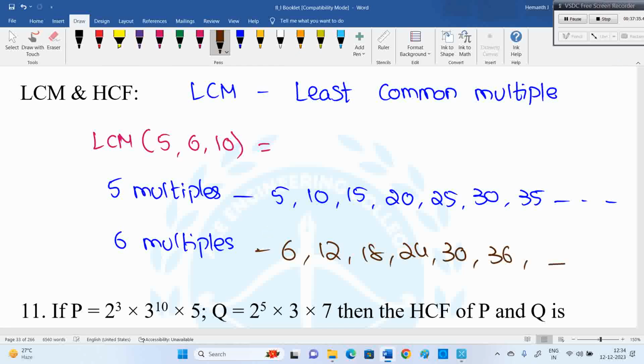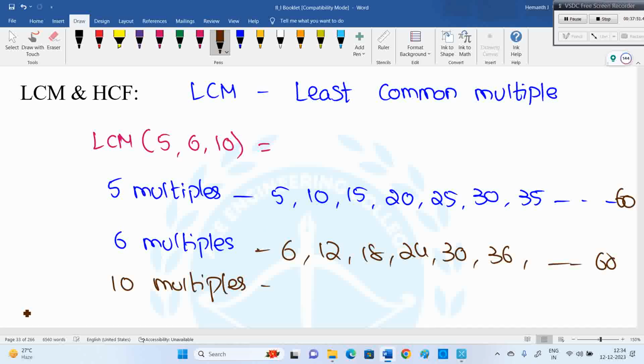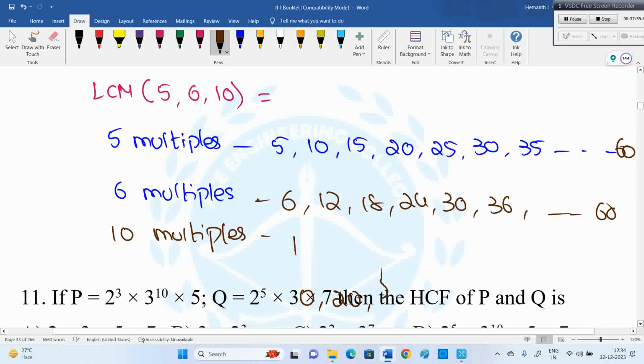So on, 60 also will come here. Then 10 multiples are 10, 20, 30, 40 and so on. Now, what are the common numbers in these? Common multiples, then the least common multiple.